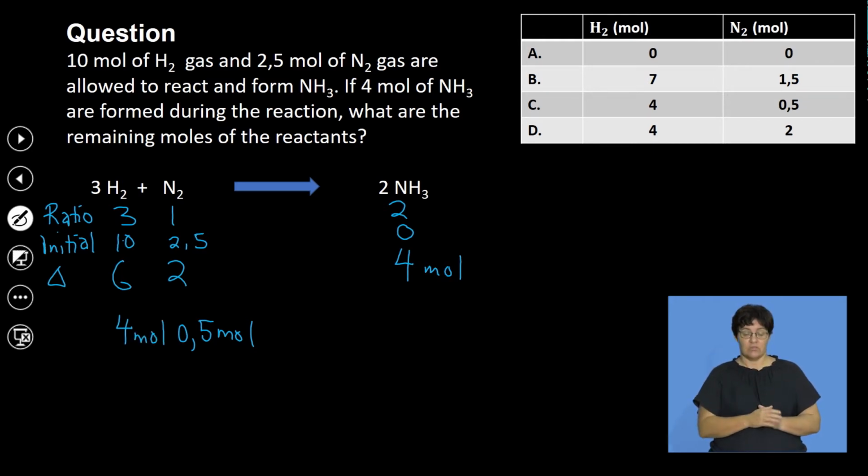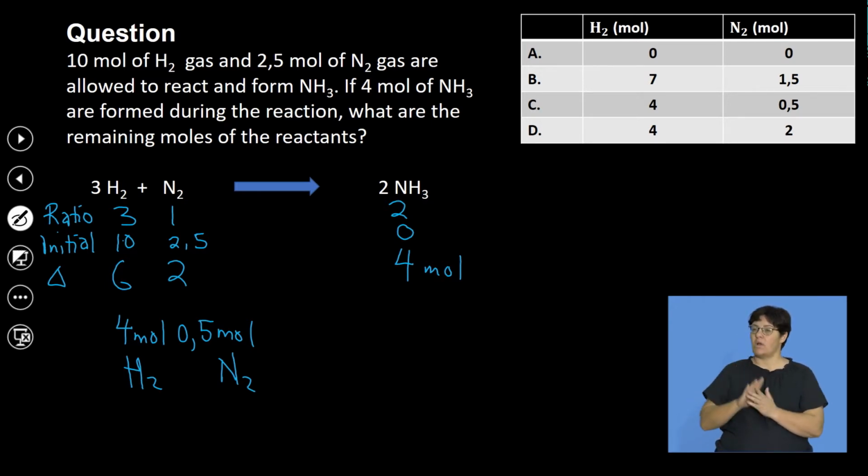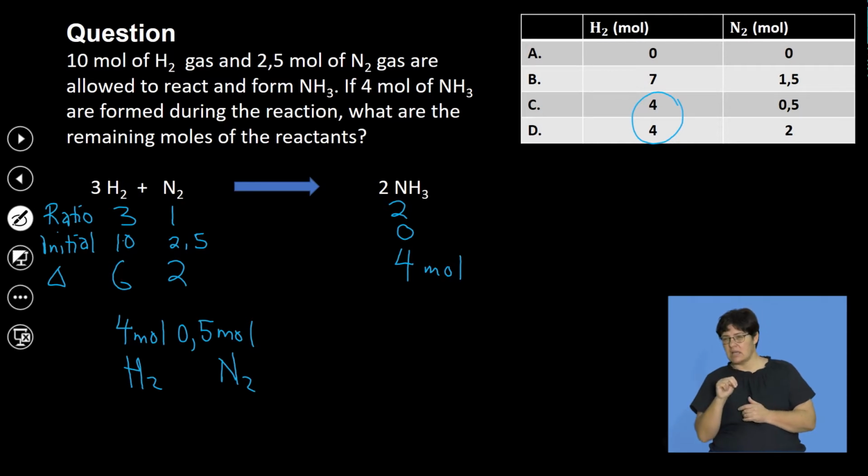So this is what remains for hydrogen and for nitrogen. If we go to our solutions, we know that we'll be left with 4 of hydrogen, so the option is between C and D. But for us to eliminate the correct one, we would know that for ammonia, actually for nitrogen, we're left with 0.5. So this becomes the correct answer. These other options are totally out. Then our correct option becomes option C, right?